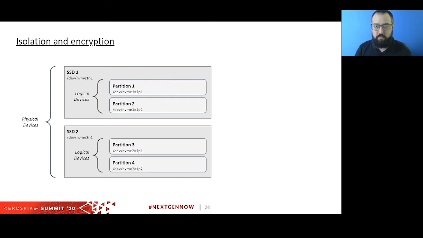For protecting data at rest, data is persisted in the storage layer. We want to look at how we do data isolation and encryption with Aerospike. The diagram you're seeing here depicts two SSD devices physically attached to an Aerospike node. These are physical devices. In this example, each SSD device is also divided into two logical partitions for a total of 4 partitions. So these partitions are logical devices, and data stored on one partition is logically separate from data on the other partition.